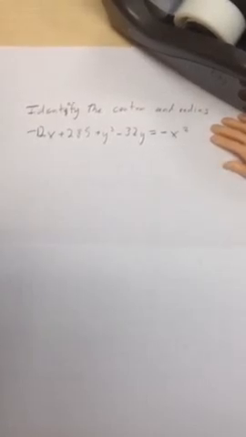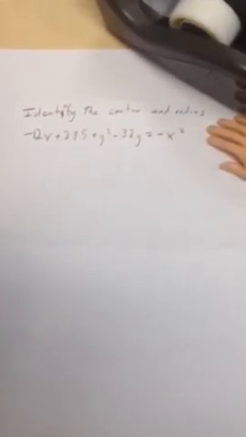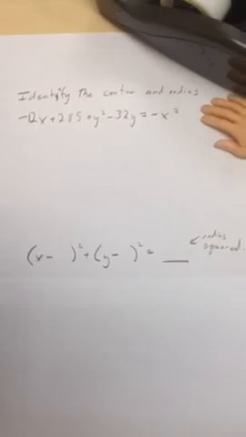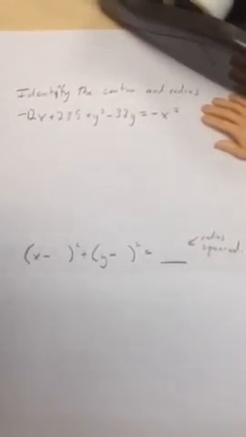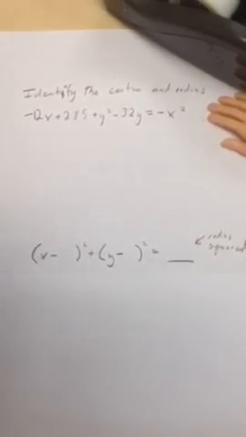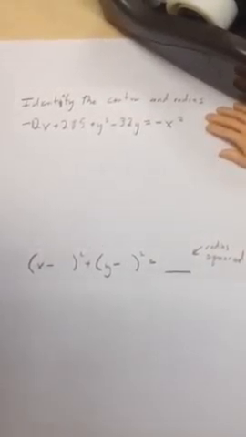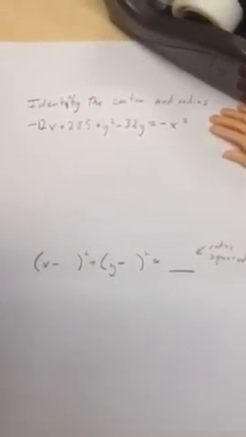Anyway, we're trying to identify the center and radius of an equation that takes this form. Now the problem with this is it looks nothing like our circle equation. A circle equation typically looks like this: x minus something squared plus y minus something squared equals the radius squared. And whatever I'm subtracting in both spots are going to be the center points.